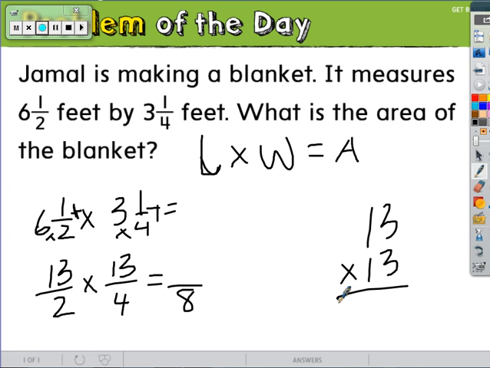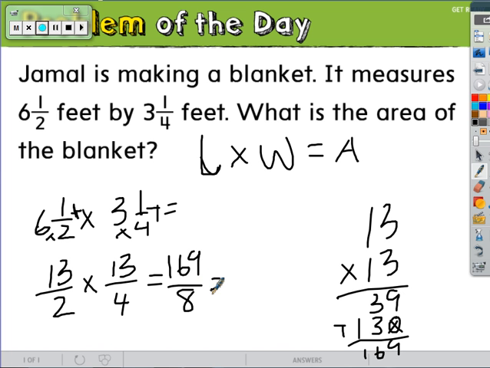13 times 13. 3 times 3 is 9. 3 times 1 is 3. Placeholder. 1 times 3 is 3. 1 times 1 is 1. We add that together. It is 169. So we have 169 over 8.